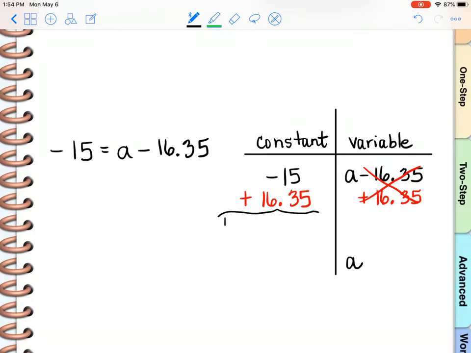And then this is negative 15. Add 16 and 35 hundredths. Negative 15. Add 16 and 35 hundredths. And your final solution comes out to be positive 1.35.